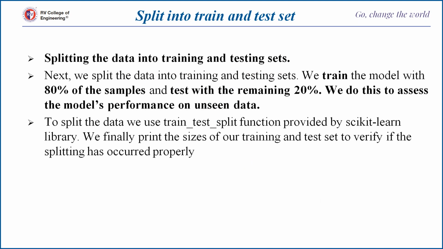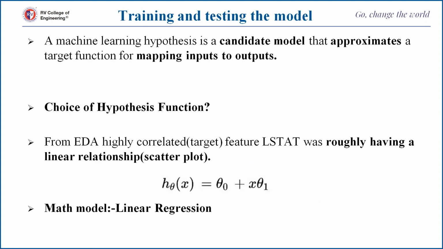Now, splitting the data into training and testing sets. Next we split the data into training and testing sets. We train the model with 80% of the samples and test with the remaining 20%. We do this to assess the model's performance on unseen data. To split the data, we use the train test split function provided by the scikit-learn library. We finally print the sizes of our training and test sets to verify that the splitting has occurred properly.